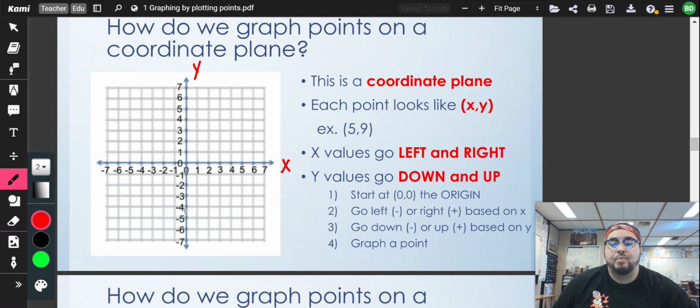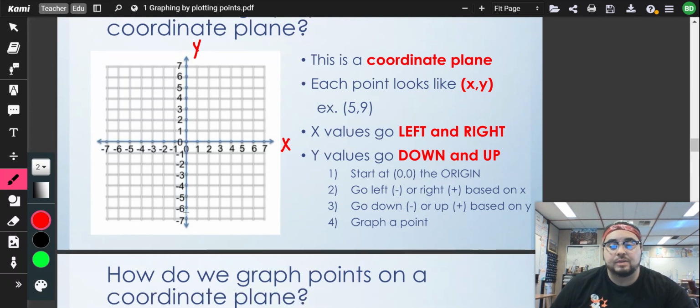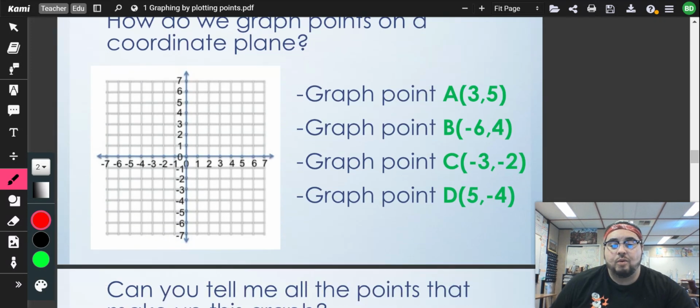So graphing points is really, really simple as long as you remember that we are going in alphabetical order. So x first, then y, which means you go left or right first, and then up or down second. Okay, so let's look at some examples of that. So here are 4 points that we're going to graph. Now when you graph, you always start at the origin. So this is kind of our home base. We're always going to come back to this 0, 0.